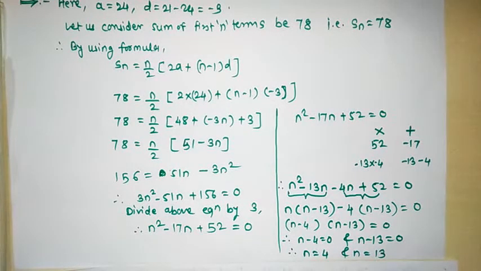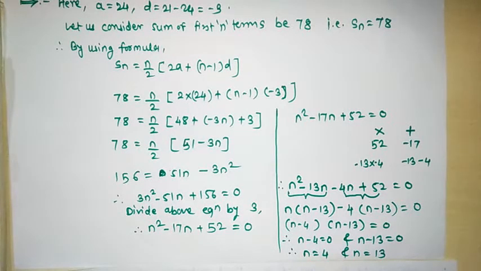Why? You all are thinking about that. How is it possible? The sum of the first 4 terms is 78 and the sum of the first 13 terms is also 78. It is possible, friends, because from the fifth term to the 13th term, some terms are positive and some terms are negative. Therefore after adding these terms, the addition from the fifth term to the 13th term is 0. Therefore the sum of the first 4 terms and the sum of the first 13 terms can be equal.